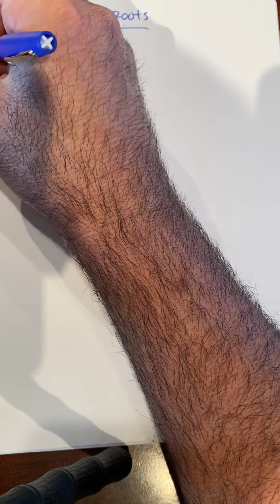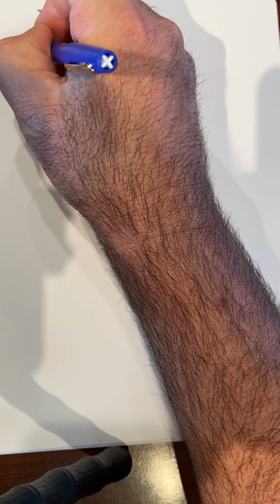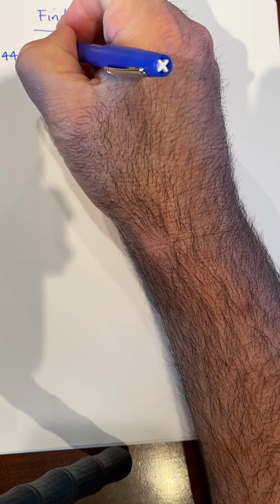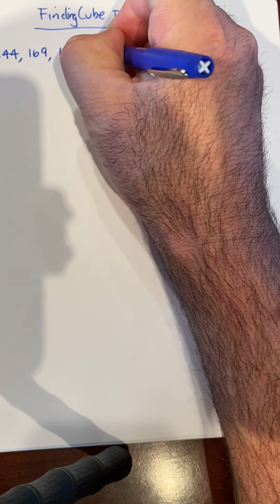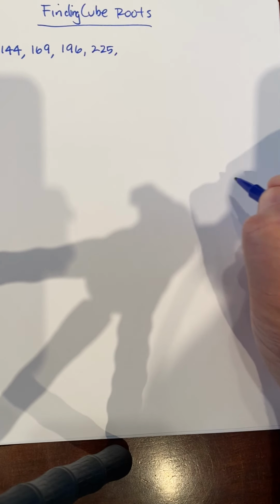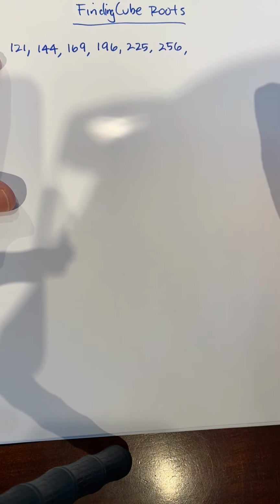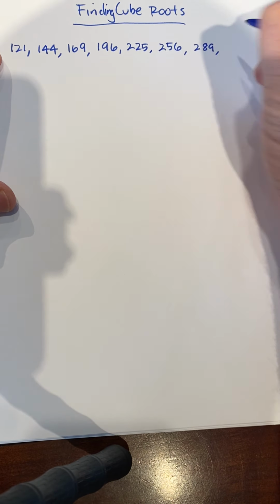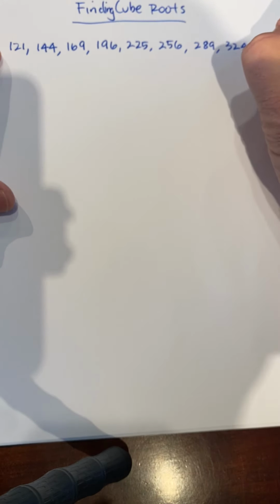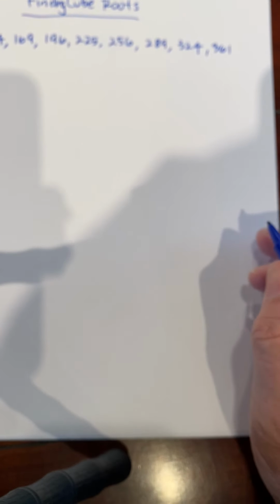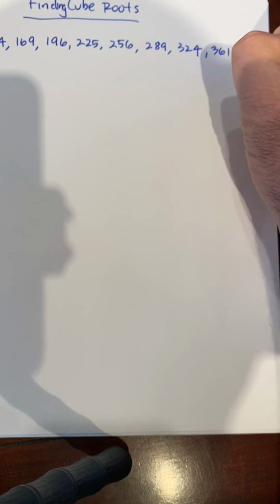So 11 squared is 121. 12 squared is 144. 13 squared is 169. 14 squared is 196. 15 squared, 225. 16 squared is 256. 17 squared, 289. 18 squared, 324. 19 squared, 361. And 20 squared is 400.